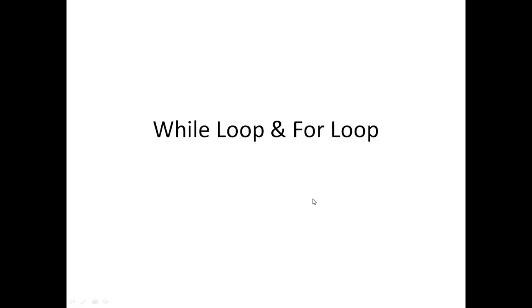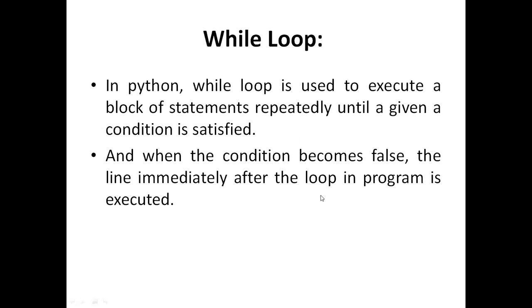A while loop is called an iterative control, as the statements given within the while loop will be executed repeatedly until the condition given in the while loop is true. Whenever the condition given within the while loop is true, the block of statements within the while loop will be executed repeatedly. That's why it is called an iterative control.